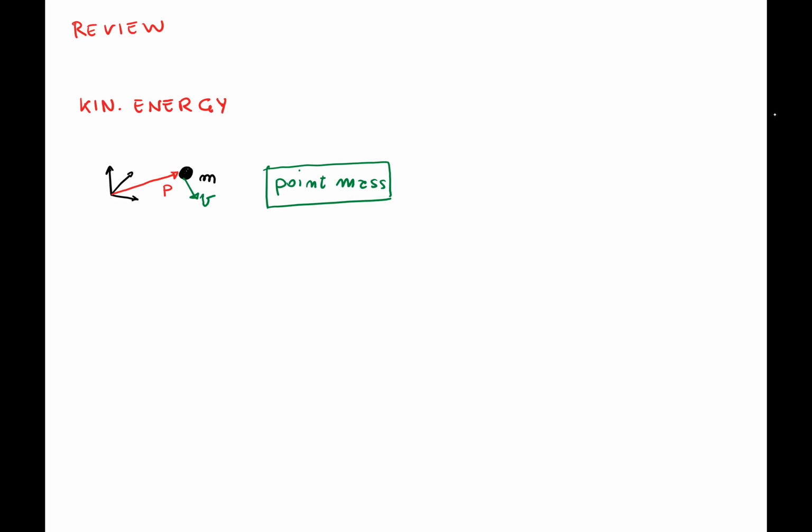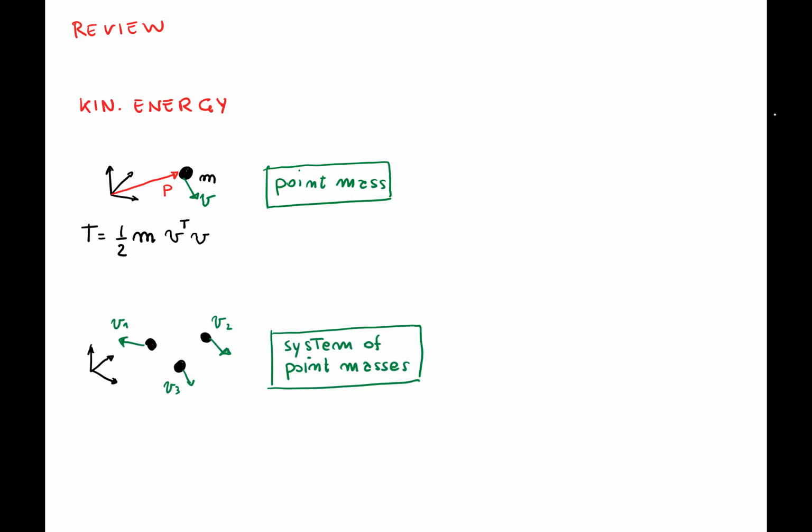Velocity squared. V is a vector, a 3D vector, so the norm of it. Okay, very good. That you can write this way, right? With the dot product, scalar product form.